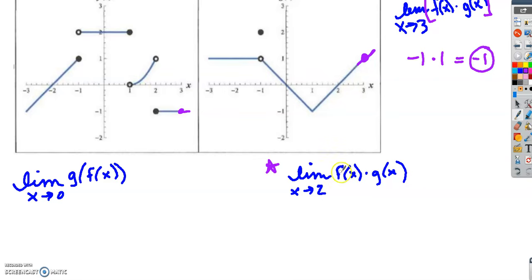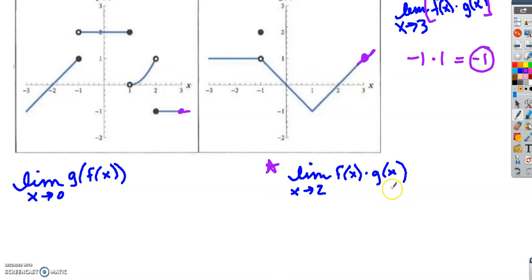So if I split these up, I get the limit as x approaches 2 for f of x. Well, let's go over here. As I approach 2 for f of x, whoa. Do you guys see as I approach 2, this side's going to 1, this side's going to -1. So technically that limit doesn't exist, right? Okay. That's obviously a problem.